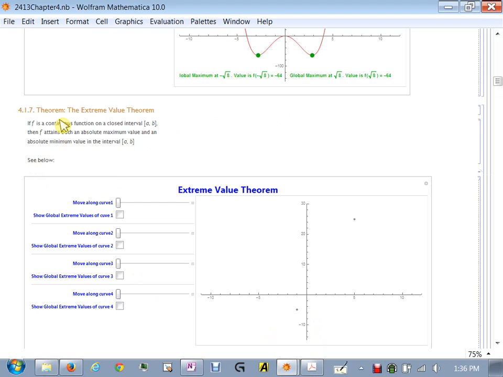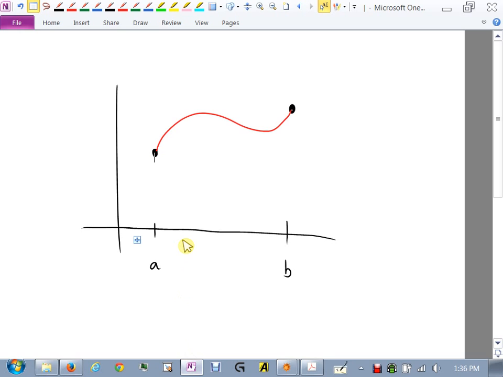If you have that situation, a continuous function on a closed interval, then f attains both an absolute or global maximum and a global minimum in the interval [a, b]. Which means that no matter how you draw it, you have to have a global max and a global min. You might have it happen at more than one place, but you're guaranteed the existence of a global max and min. It has to be continuous, though, on a closed interval for that to be the case.